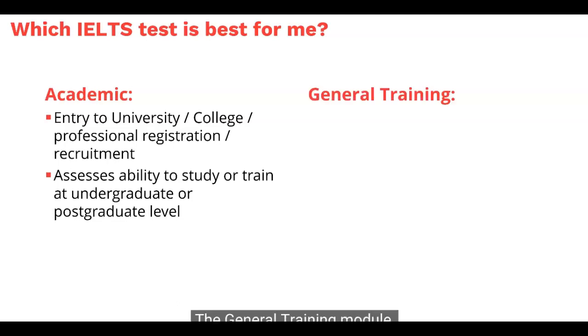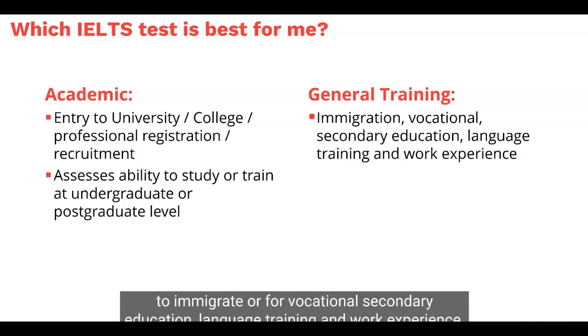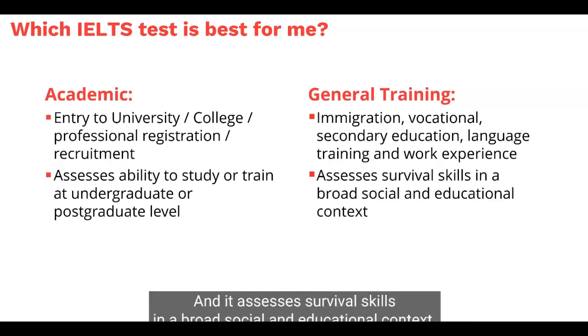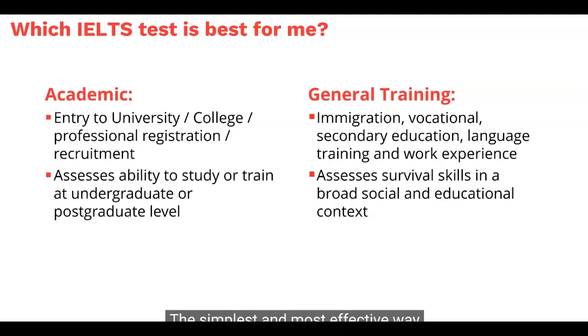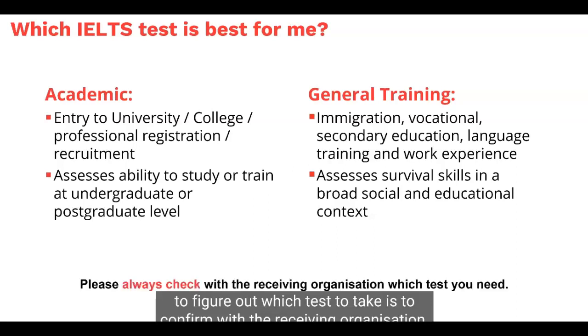The general training module, on the other hand, is usually meant for people who want to immigrate, or for vocational secondary education, language training, and work experience. And it assesses survival skills in a broad social and educational context. The simplest and most effective way to figure out which test to take is to confirm with the receiving organization.